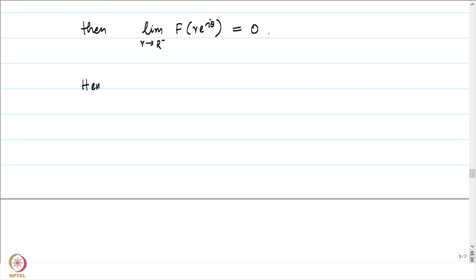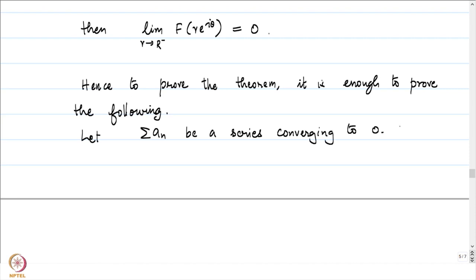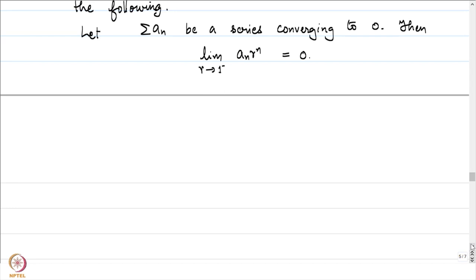So enough to show, hence, to prove the theorem, it is enough to prove the following. Let summation a n be a series converging to 0. Then the limit as r goes to 1 minus of summation a n r to the power n is equal to 0. This is the statement which we now have to prove. If we prove this statement because of all the reductions, we can see that Abel's lemma has been proved.